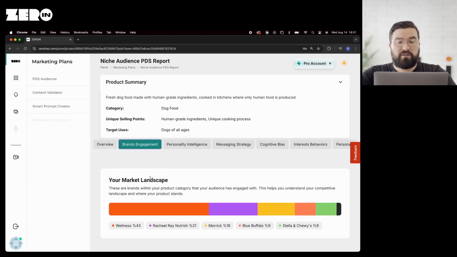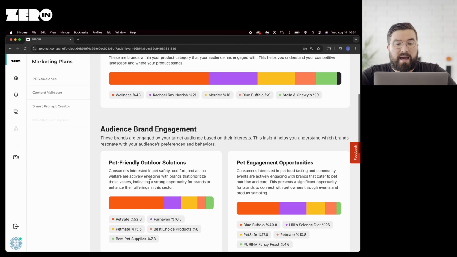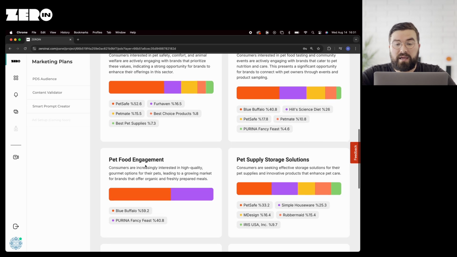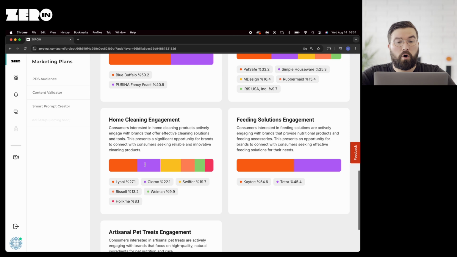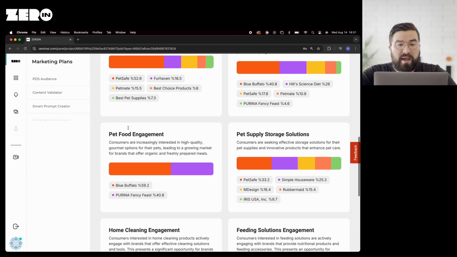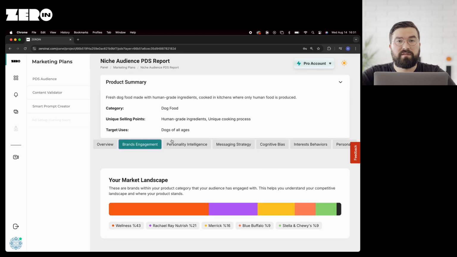Next, we'll look at the brand's engagement. So this is giving you an overview of that market landscape. What are the other products and categories and similar things that these customers within this audience are going after? And it looks like some of the key categories here are pet-friendly outdoor solutions, pet engagement opportunities, pet food engagement, pet supply storage solutions, home cleaning engagement, feeding solutions. And you really get to look at what are some of the key brands within this niche audience, what they're buying. So Pet Safe, Fur Haven, PetMate, Best Choice Products, really helping you understand who are the competitors in this landscape so that you can better understand how to position yourself within there.